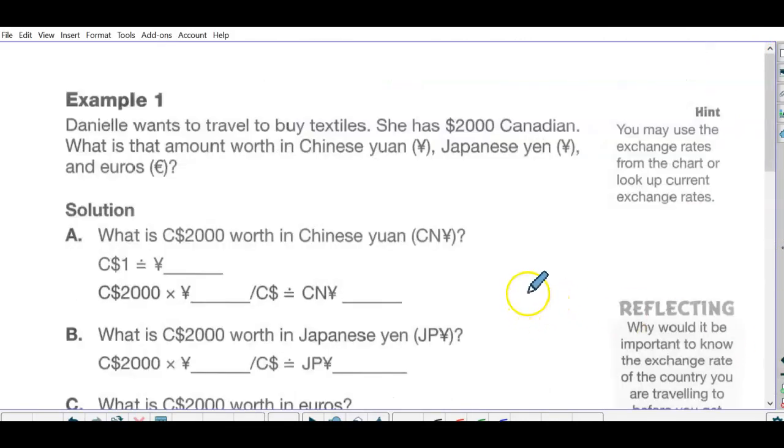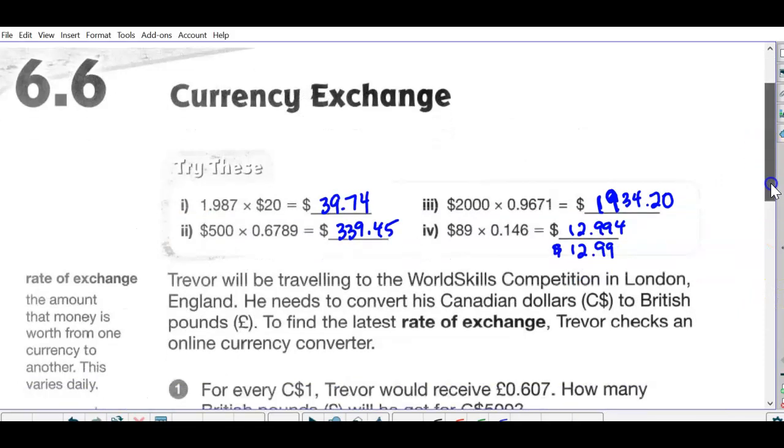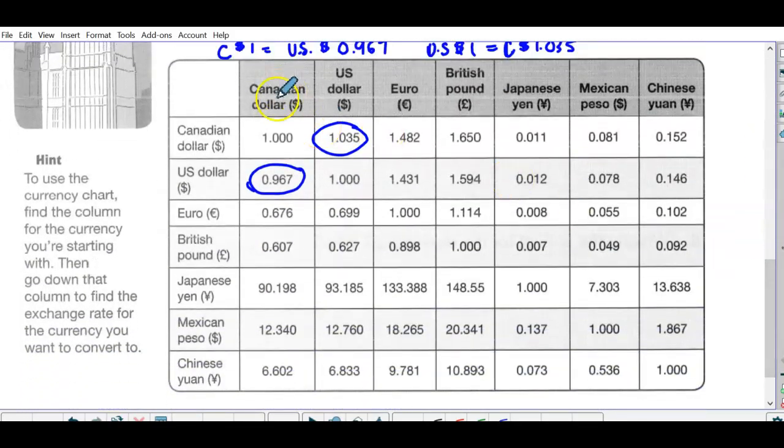It says Danielle wants to travel to buy textiles. She has $2,000 Canadian. What is the amount worth in Chinese yuan, Japanese yen, and euros? So 3 different calculations. First we want to look for what $2,000 is worth in Chinese yuan. So we need to look for what 1 Canadian dollar is. That's the best way to do it, because then we just have to multiply. So go back to your chart. We want to look in the Canadian dollar column, and look for Chinese yuan here. So 6.602.